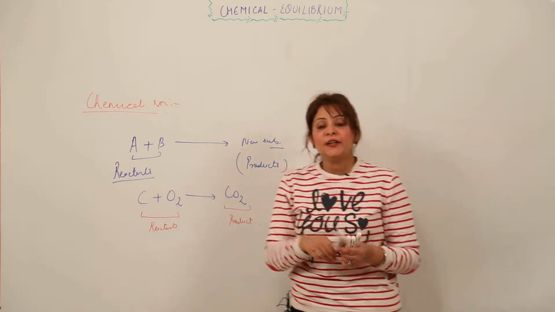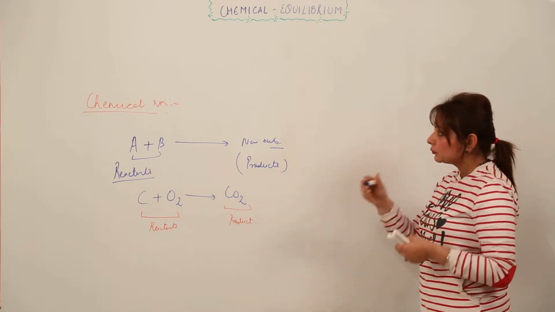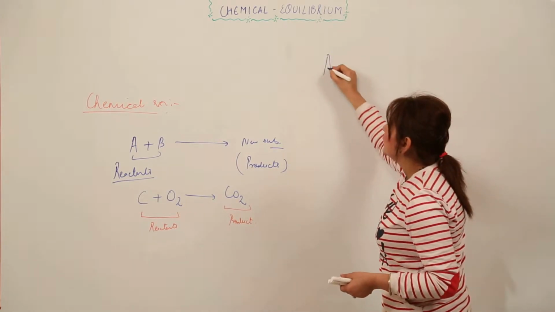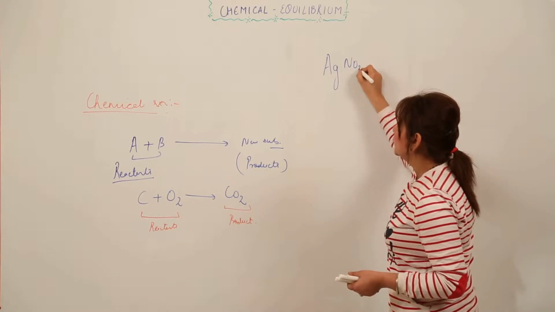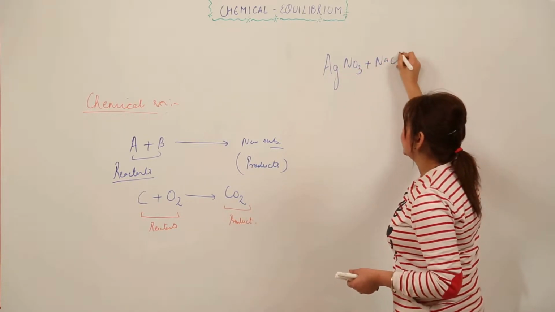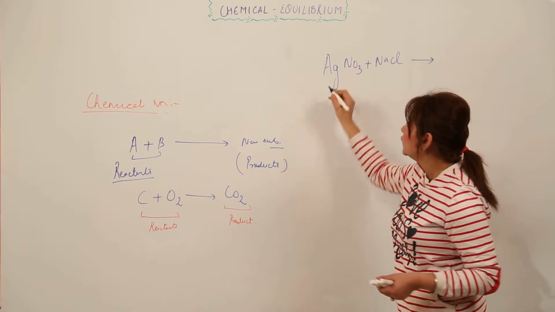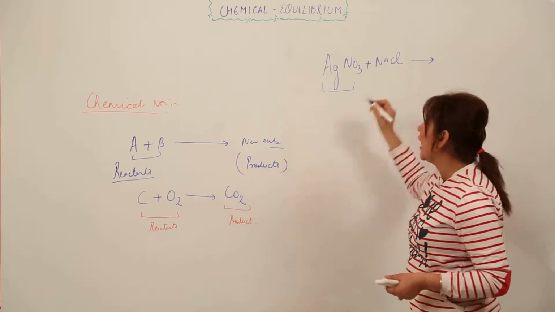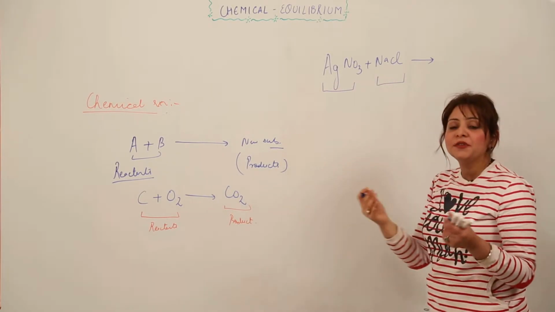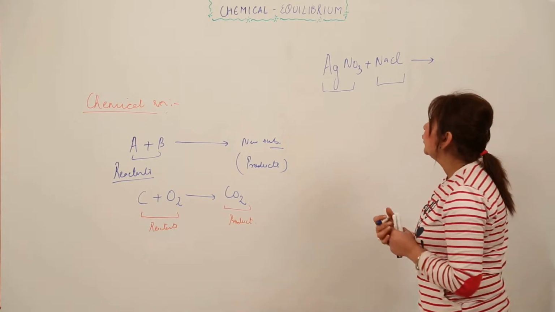So that kind of reaction I am explaining with an example. Suppose I am adding silver nitrate solution to sodium chloride, right? I have taken silver nitrate solution and sodium chloride, and I am just mixing them. Then what is going to happen?